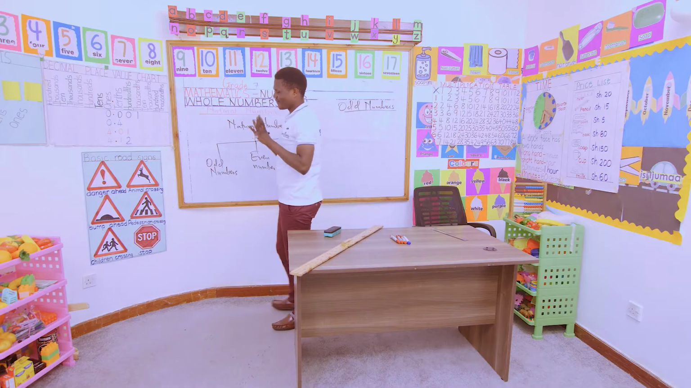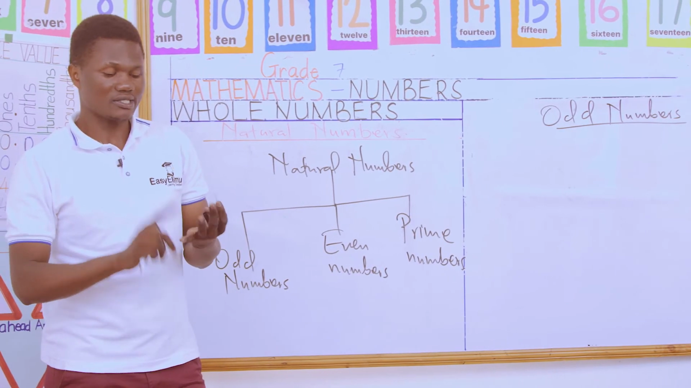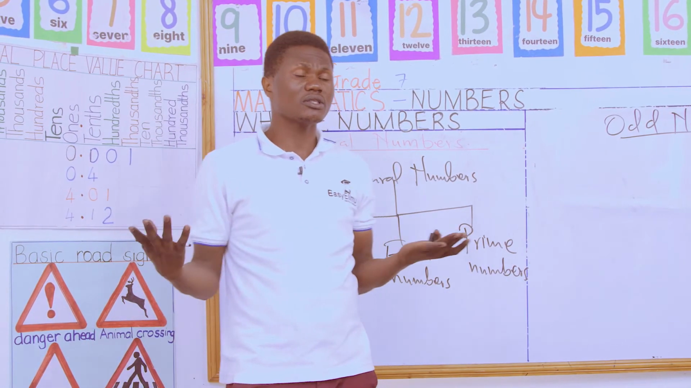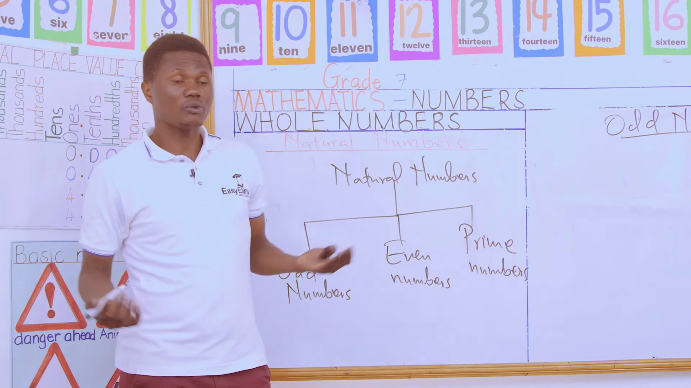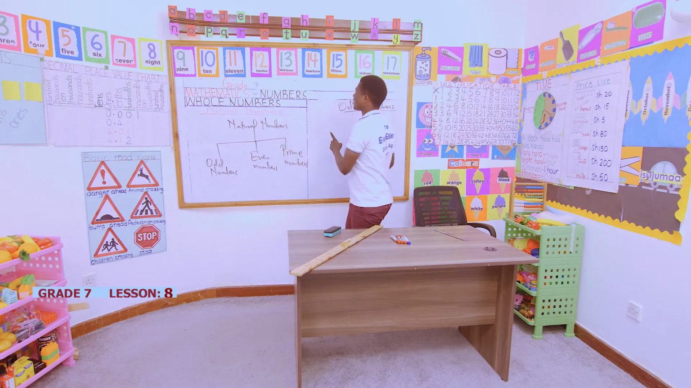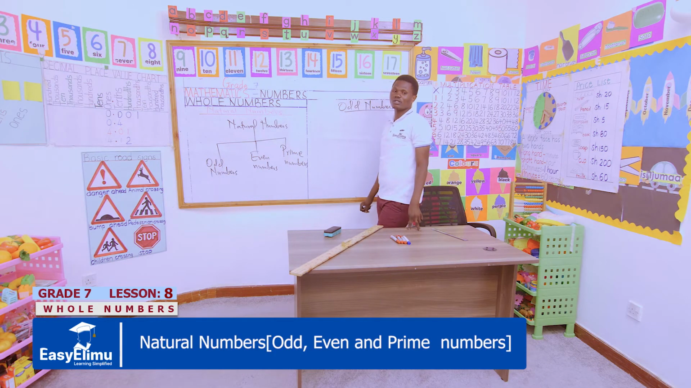Once again, this is not the first time you are hearing of odd numbers. You have discussed odd numbers, I guess, in grade 4, 5, and 6. So it is something you are familiar with. And here we are just getting to know that actually these odd numbers are natural numbers. What are odd numbers, Irene? Someone tell us, what are odd numbers?